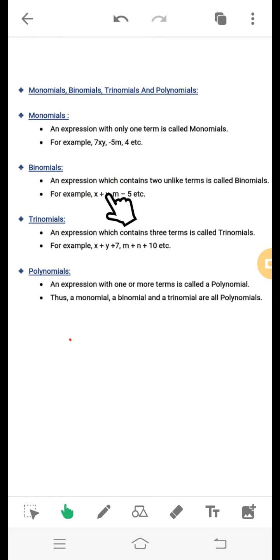A binomial is an expression which contains two unlike terms. For example, x + y, m - 5. A trinomial is an expression which contains three terms. For example, x + y + 7, m + n + 10. These all are trinomials. A polynomial is an expression with one or more terms. Thus, monomials, binomials and trinomials are all polynomials.